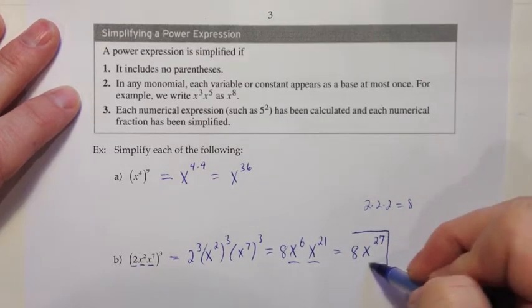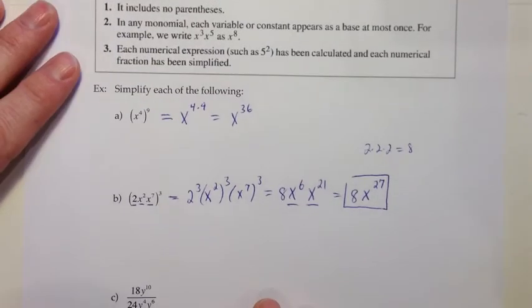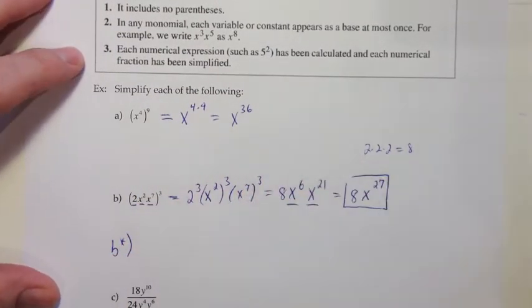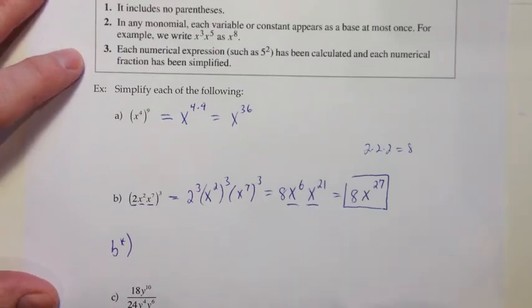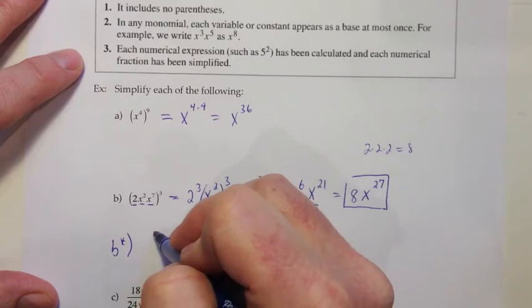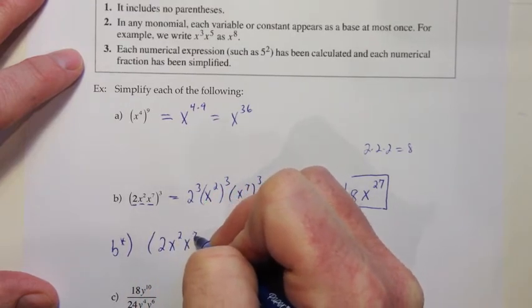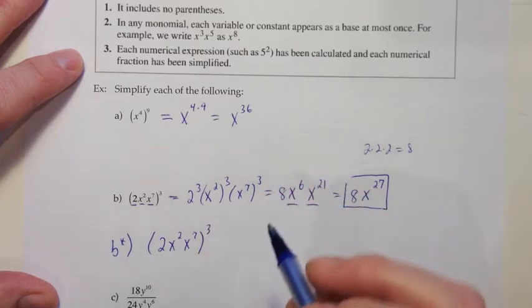And I'm going to go ahead and box that answer, but I'm going to come back to this and list it also as a B star. And I'm going to show you another way that that problem could have been done as well that might be a little faster or perhaps a little easier. So let me copy it again. 2x squared, x to the seventh, all raised to the third power.